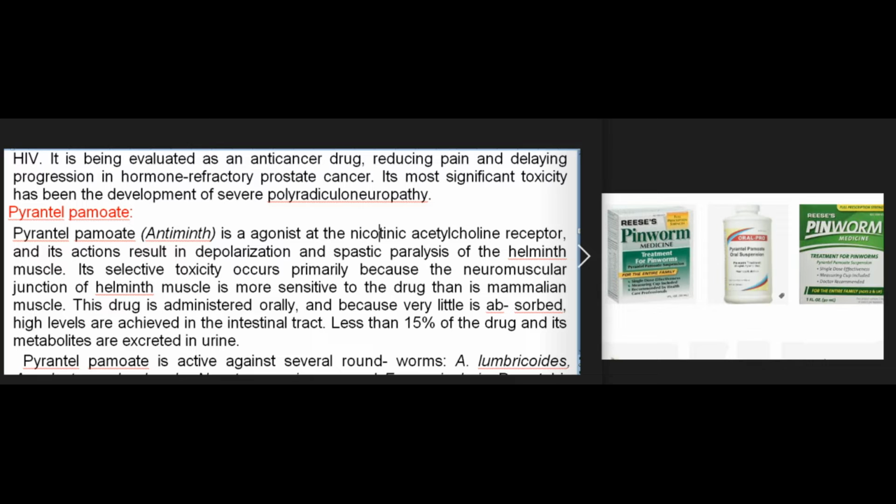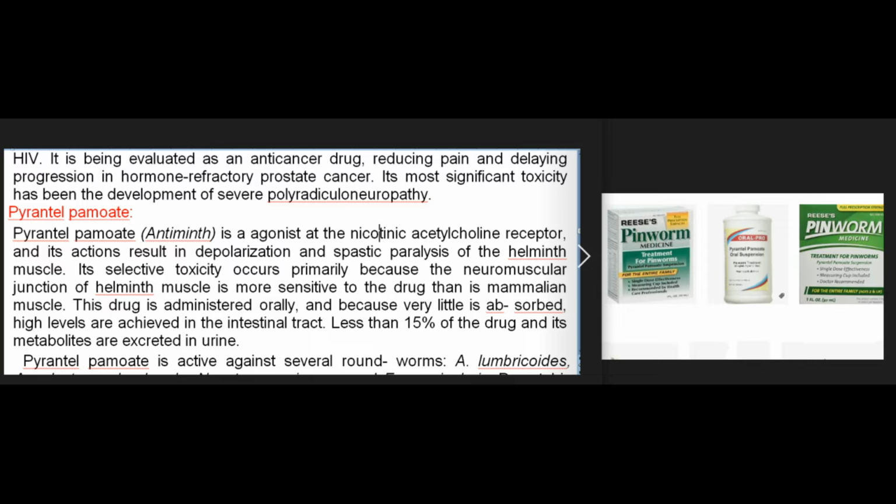Pyrantel pamoate, Anthelmintic, is an agonist at the nicotinic acetylcholine receptor, and its actions result in depolarization and spastic paralysis of the helminth muscle. Its selective toxicity occurs primarily because the neuromuscular junction of helminth muscle is more sensitive to the drug than is mammalian muscle.